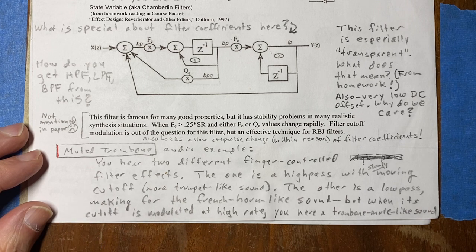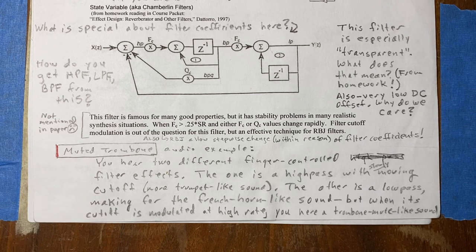You're changing the filter's cutoff frequency at audio rates. So you're changing it continually during the period of the sound, and it makes an interesting thing. So in this little example, you're going to hear two different finger-controlled filter effects.